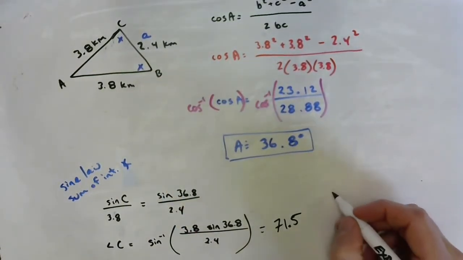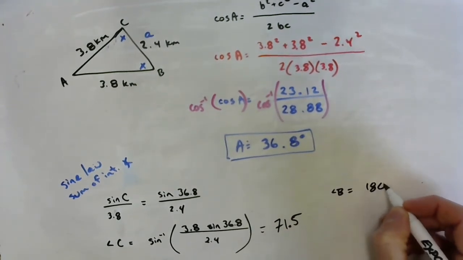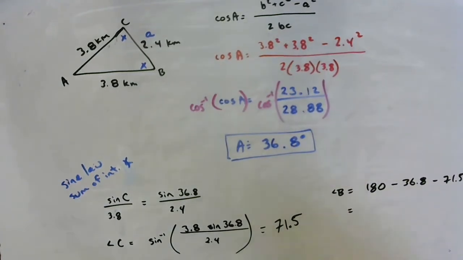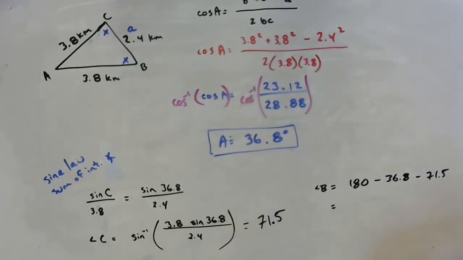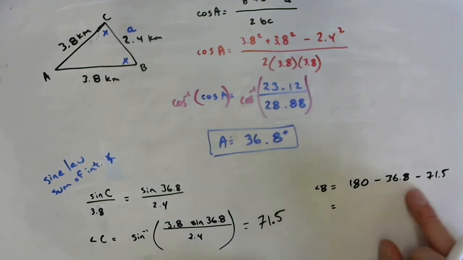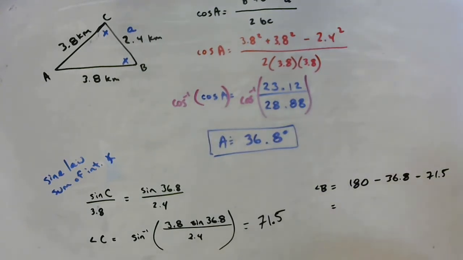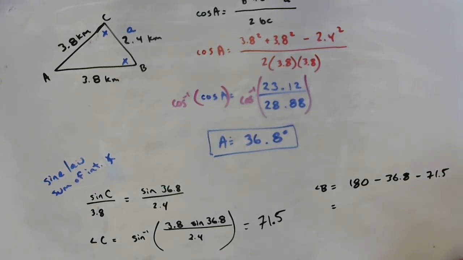I know I can take for angle B, I can just go 180 minus 36.8 minus 71.5. And you'll notice that you're not actually going to get an exact right answer here because we've rounded somewhere in here. So a lot of times, here's what you would do. You'd round to whole numbers. Whole numbers would help. But even that, you'll be 1 degree off if you rounded to whole numbers at this point. But anyway, go 180 minus 36.8 minus 71.5 equals, you get 71.7.